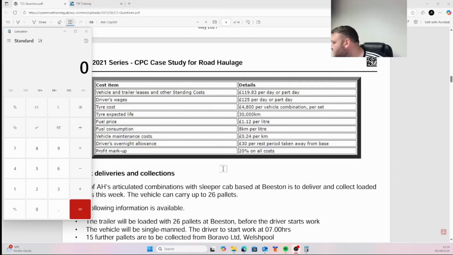So now that we're on the tyre cost, we do have a bit of maths to do here. Now the tyre costs, we know it costs 4,800 per vehicle combination. And the expected tyre life is 30,000 kilometres. So we divide that by 30,000. And that means it costs us 16 pence per kilometre for your tyres. And the journey is 690 kilometres. So multiply that by 690, gives us £110.40 for your journey on tyres.